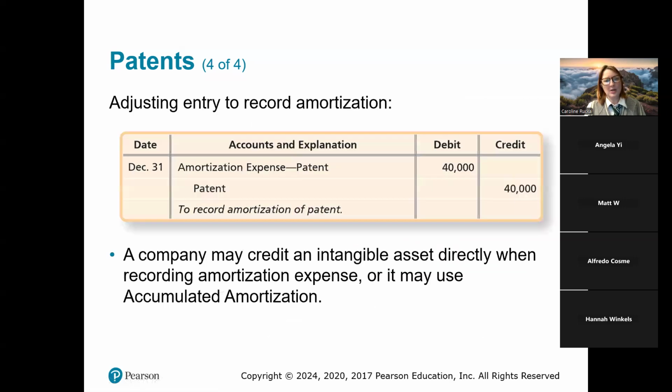Notice that it goes directly to amortization expense and you write down the patent. There's no accumulated amortization. That's not a thing. So that's how this differs from depreciation.